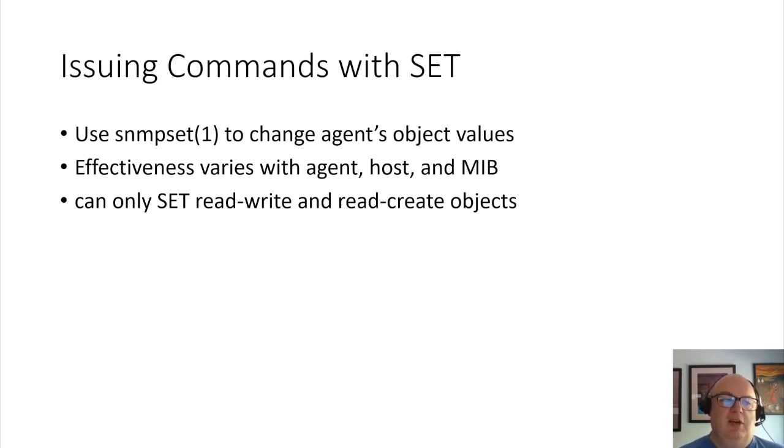So you can only set read-write and read-create objects. IP forwarding is a thing that exists in the system. You could turn it on and off. Once you've booted your Unix box, even if you use hostname, the hostname doesn't really change. This also would require running Net-SNMP as root. You'd have to think very carefully before doing that.